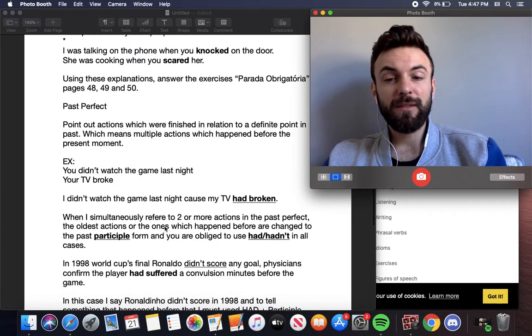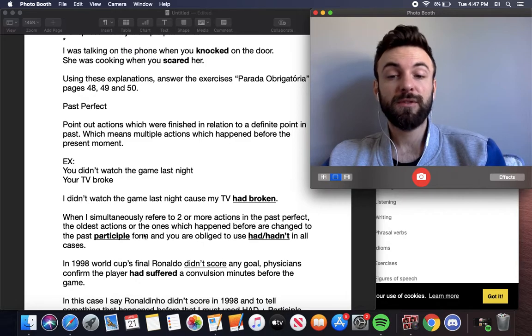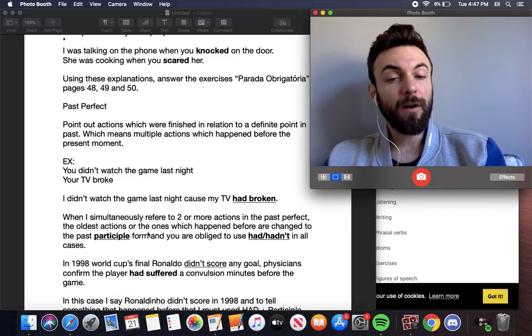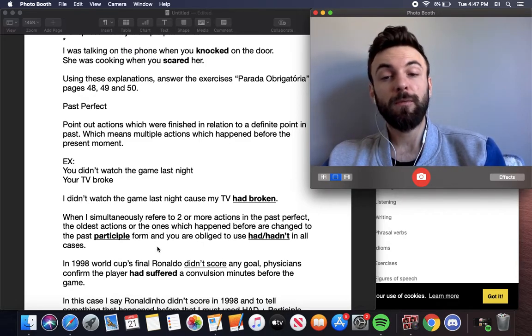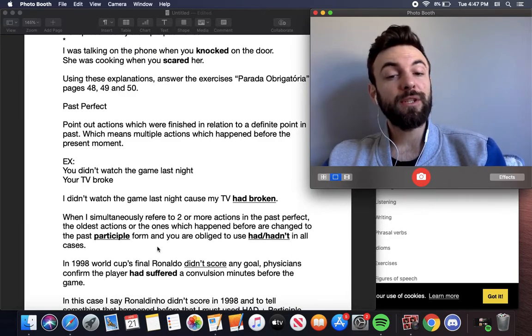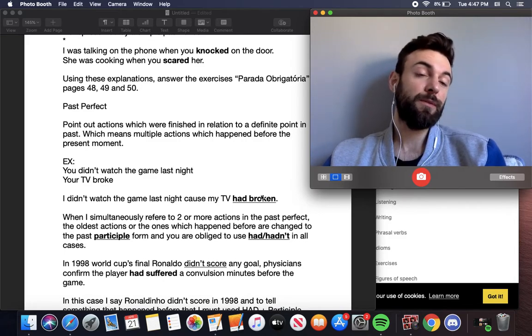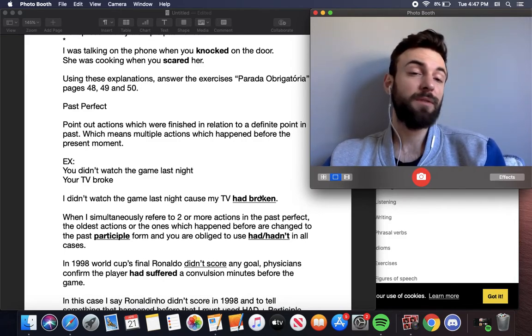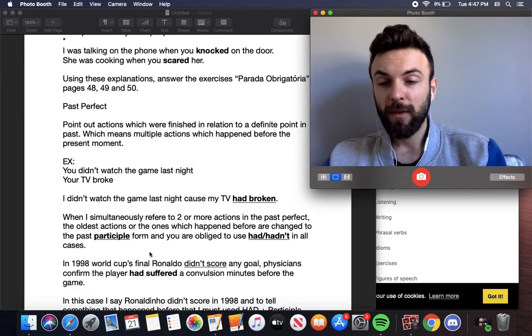When I simultaneously refer to two or more actions in the past, the oldest actions, or the ones which happened before, are changed to the past participle form, and you are obliged to use had or hadn't in all cases, as I did here. As it was affirmative, I used had. If it was negative, I would be using hadn't.